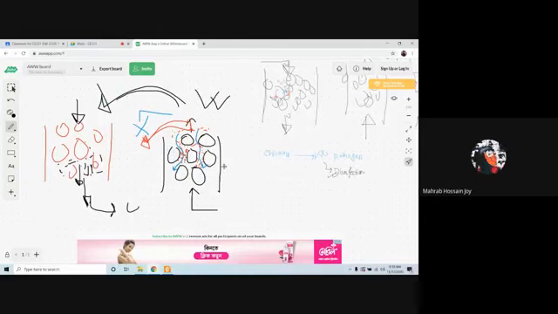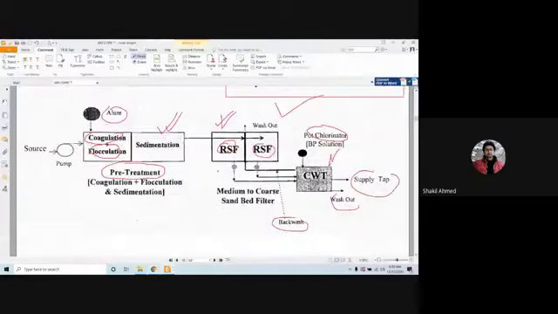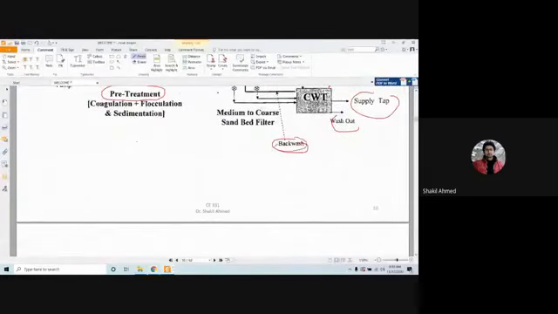So what you are doing in this case, you are reversing the direction of water. You are reversing the direction of water. So this is called backwash. That's why it's called backwash. Clear, guys? Yes, sir.